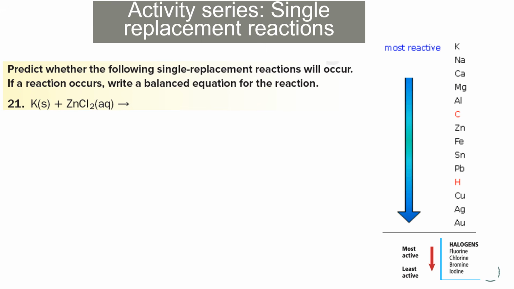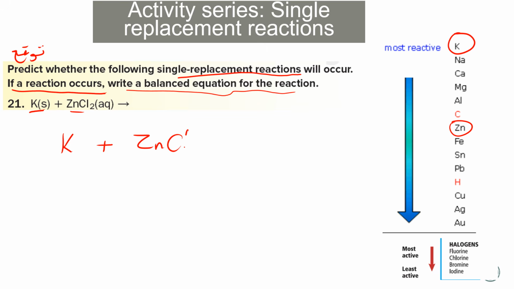Okay? So this is the type of the question that you have in your book. Predict يعني توقع whether the following single replacement reactions will occur. If a reaction occurs, write a balanced equation for the reaction. So K plus ZnCl2. So you go to the activity series, find K أقوى واحد والZn تحت هني، صح؟ So K plus ZnCl2 gives me. Can the K remove Zn? Yes, because it's stronger. So K plus ZnCl2 gives KCl plus Zn.